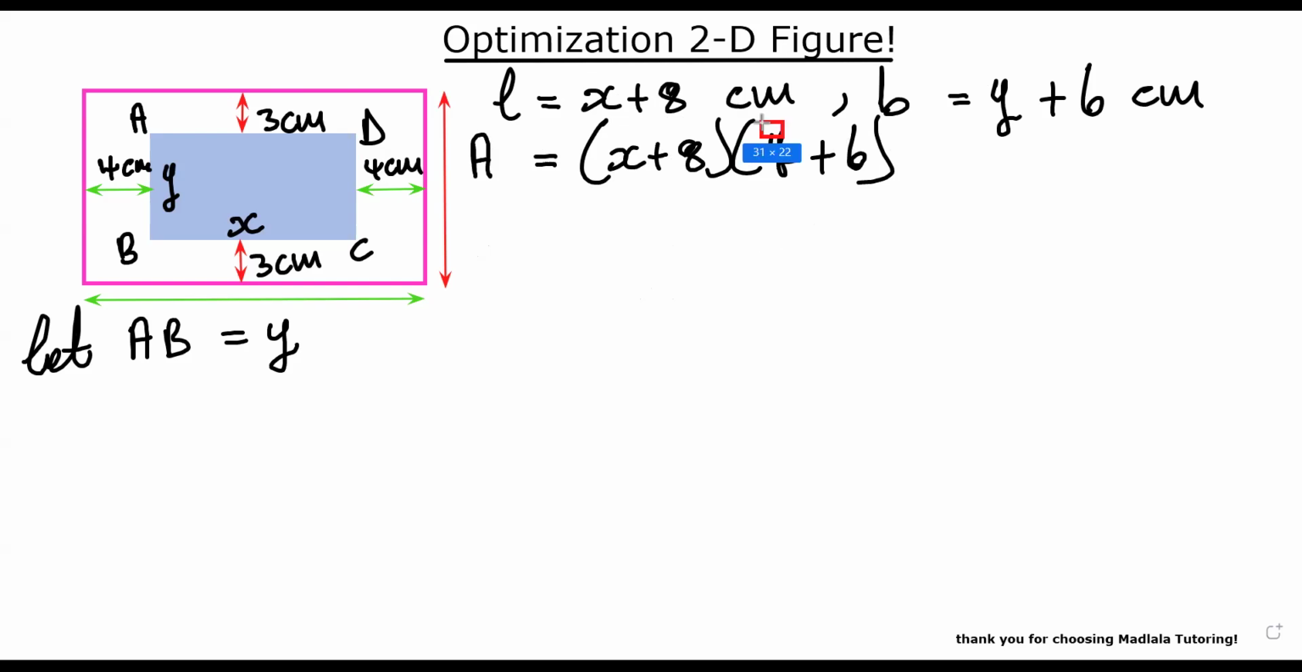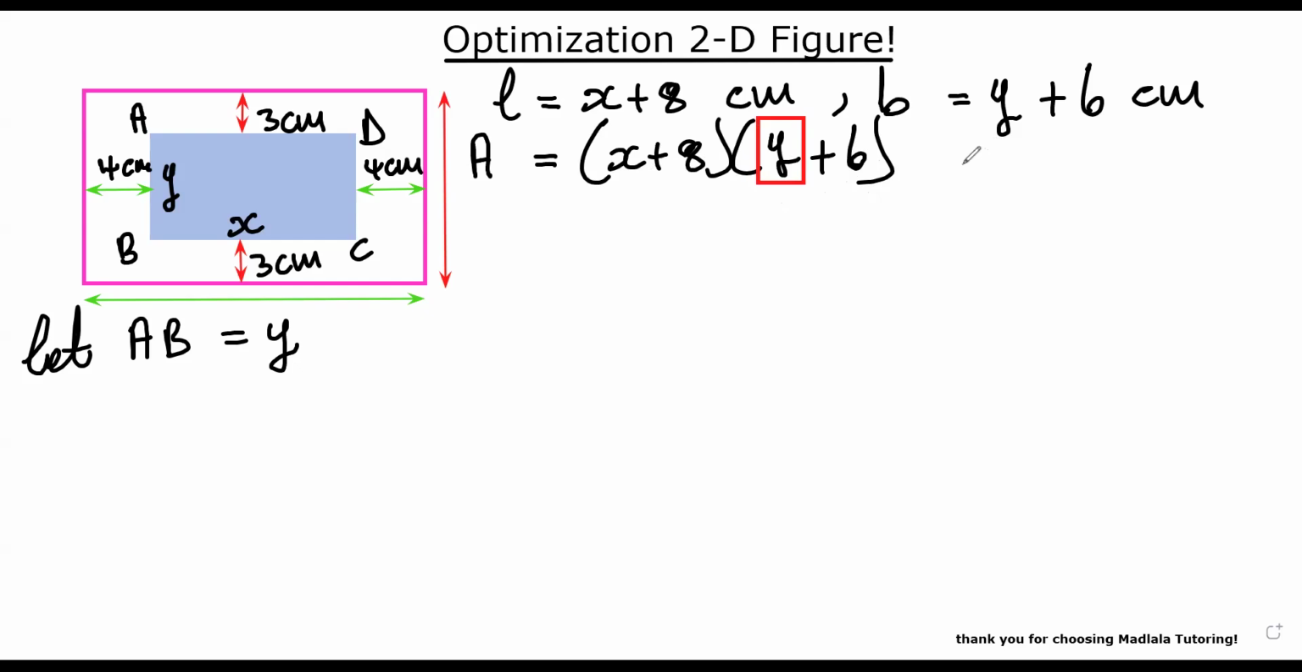And here we can see that we have Y. We don't want to have a Y there. We have to eliminate this Y. So the question is, how do we eliminate this Y? Well, we need to find another equation whereby we can express Y in terms of X and then substitute it into this area of the big rectangle.